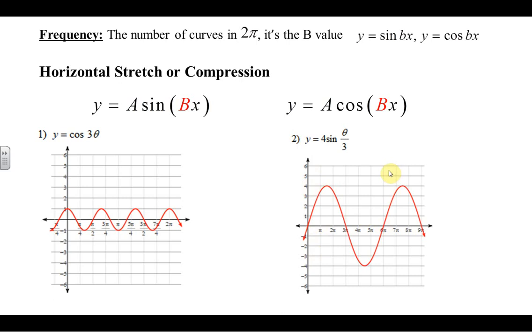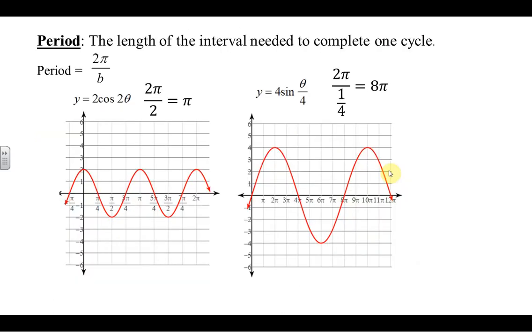Just remember, there's A, there's F, and now the P. The P stands for period. A period is the length of one cycle. So if you have 3 cycles by 2 pi, that means one cycle ends at 2 pi divided by 3.